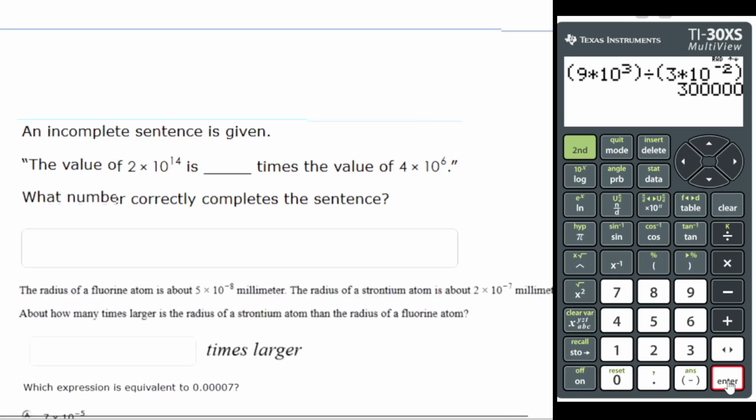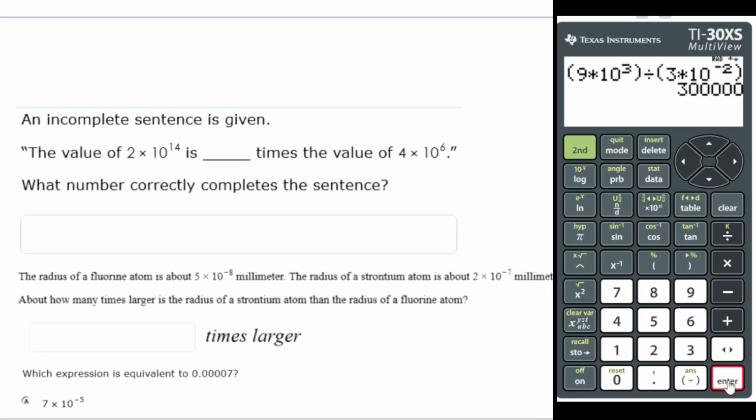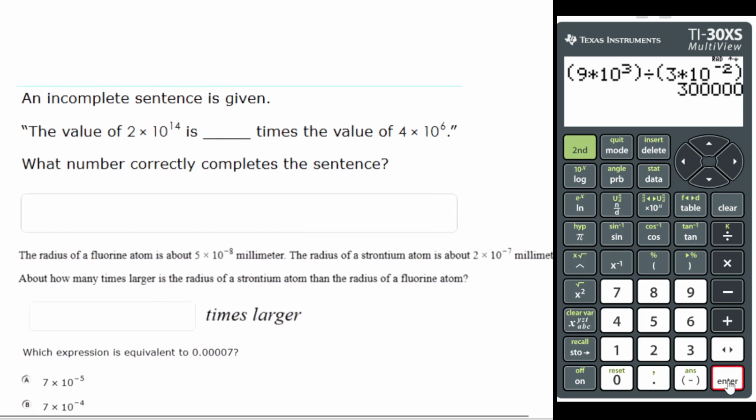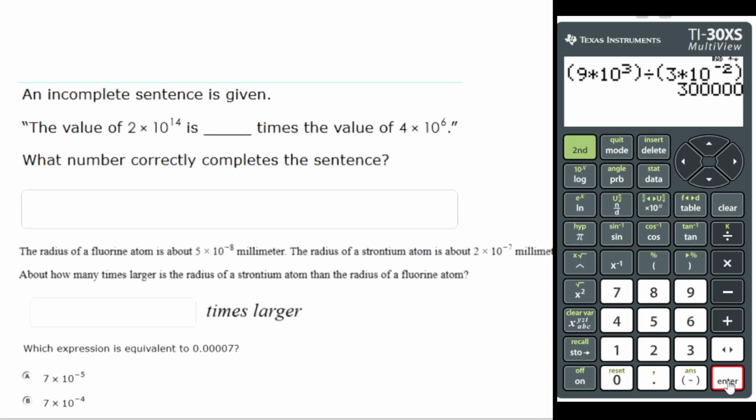All right. Next question. An incomplete sentence is given. The value of 2 times 10 to the 14 is blank times bigger than the value of 4 times 10 to the 6th. What number correctly completes this sentence? Okay. So we're going to divide, because that's what we do in these situations. 2 times 10 to the 14 divided by 4 times 10 to the 6.